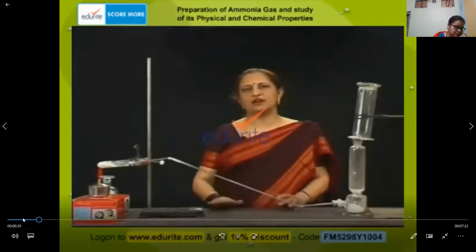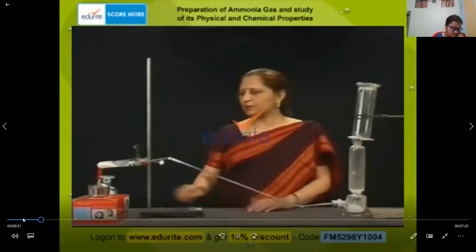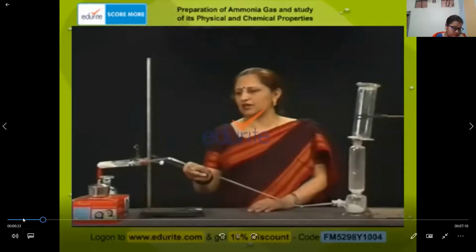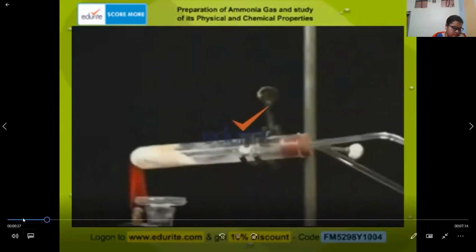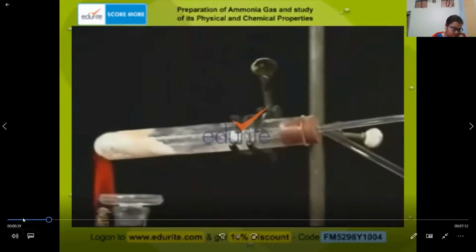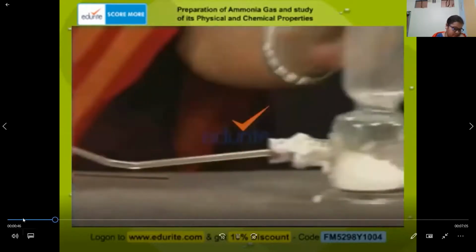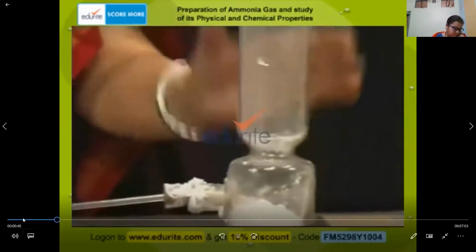For this, we have a setup which comprises a hard glass test tube. Its mouth is closed with a one-hole rubber cork. You can find the delivery tube passing through it, the other end of which leads into a lime tower. And over the lime tower, we have an inverted gas jar which is clamped to a stand, which means we have two stands in this experiment.